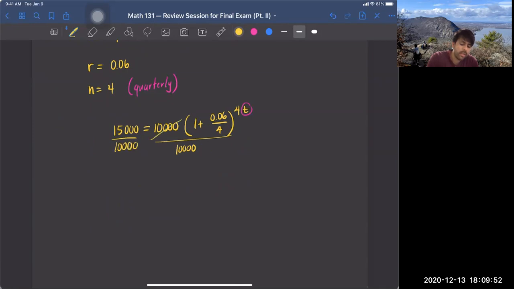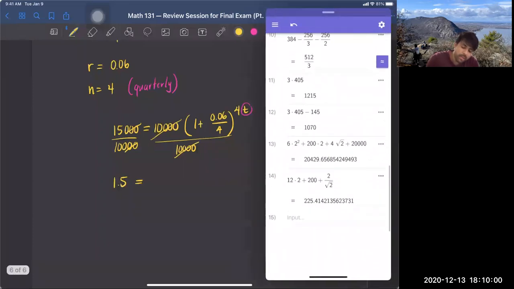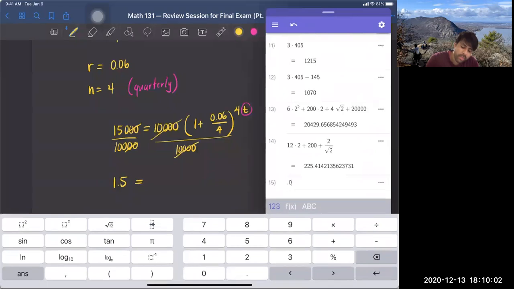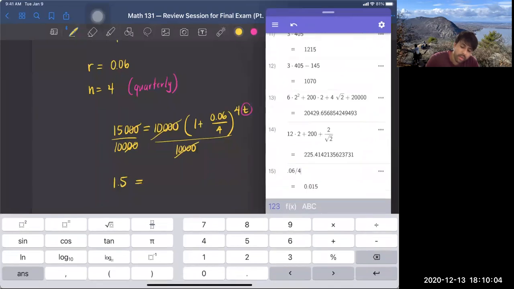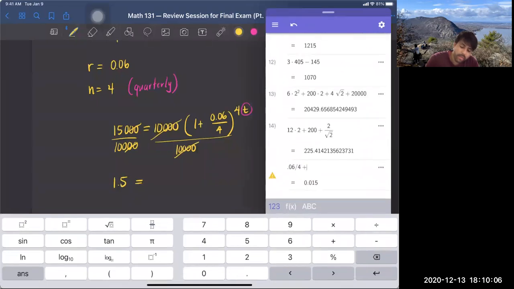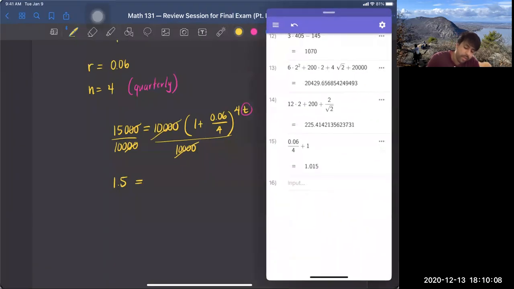So then the 10,000s cancel here and the zeros here cancel, and I'm left with 1.5 on the left equals, and now just to make my life a little easier, I'm going to do 0.06 and then divide that by 4, and then add 1. So I got 1.015. So this is 1.015 raised to the 4t.